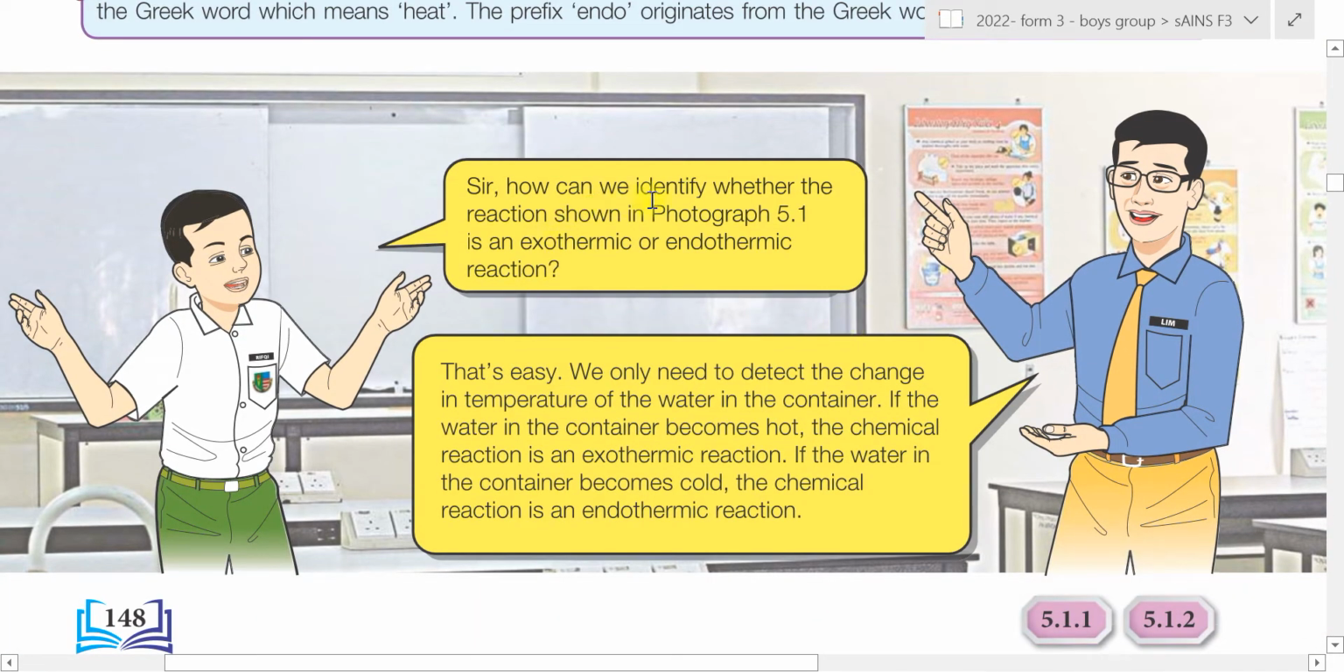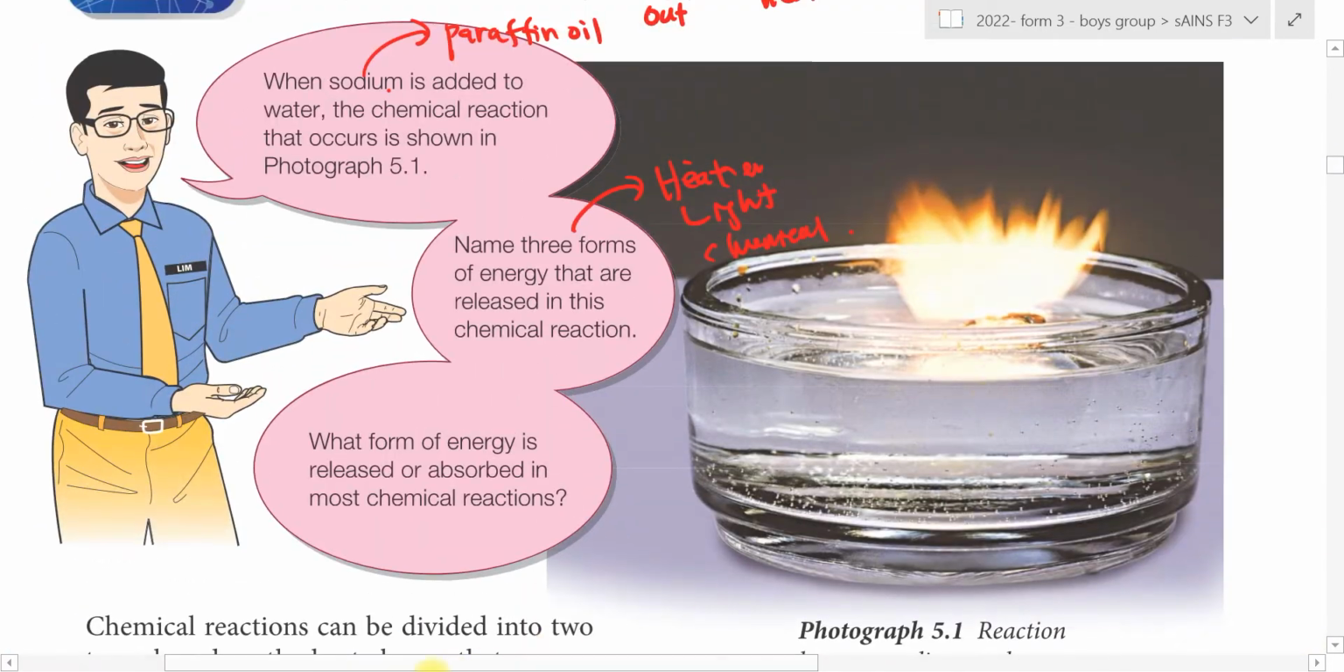Sir, can we identify whether the reaction shown in 5.1 is exothermic or endothermic? That's easy. We only need to detect the change in temperature of the water in the container. If the water in the container becomes hot, the chemical reaction is exothermic. If the water inside the container becomes cold, the chemical reaction is endothermic. That is what Mr. Lim said. Let's look into that.